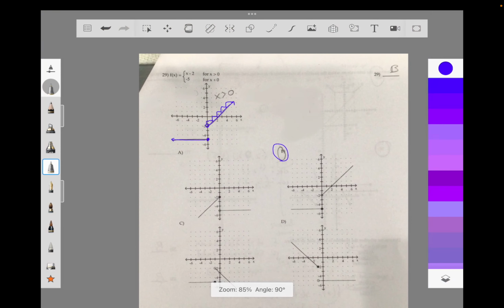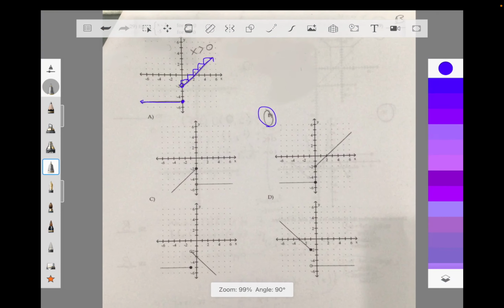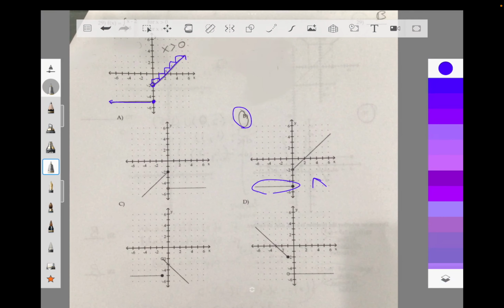B, right? Yes. And then this is the only one possible it could be, because it has this 5 one here, and it's the only one with the positive slope going upward here.